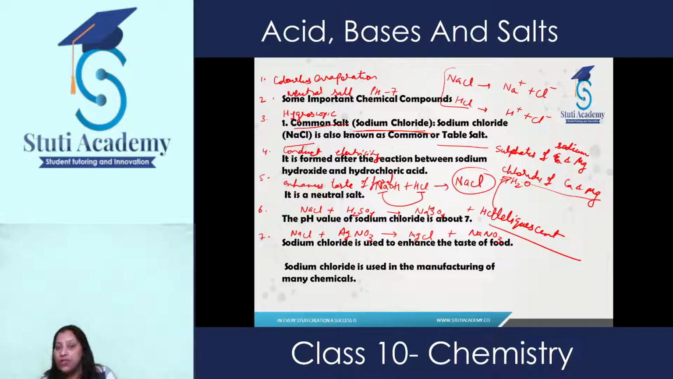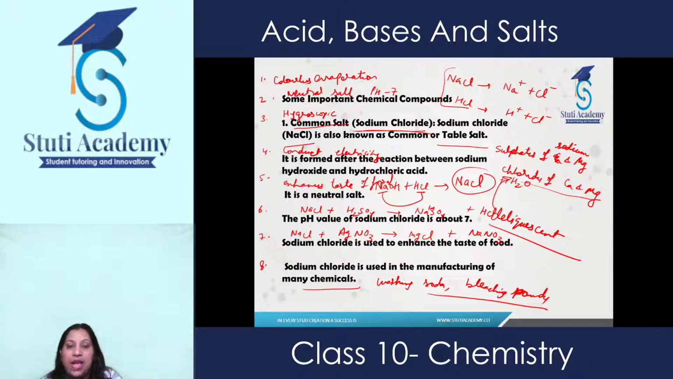Like they are colorless, they are neutral, its pH is 7, it is hygroscopic in nature. It means when we leave it, it absorbs moisture, it conducts electricity in its molten state, it enhances the taste of food, and when it reacts with dilute sulfuric acid, it results in the formation of sodium hydrogen sulfate and HCl, and when it reacts with silver nitrate, it results in the formation of silver chloride and sodium nitrate. So these are the properties of sodium chloride. Apart from this, it is also used in the manufacture of various chemicals such as washing soda and bleaching powder. So these are the uses of sodium chloride.